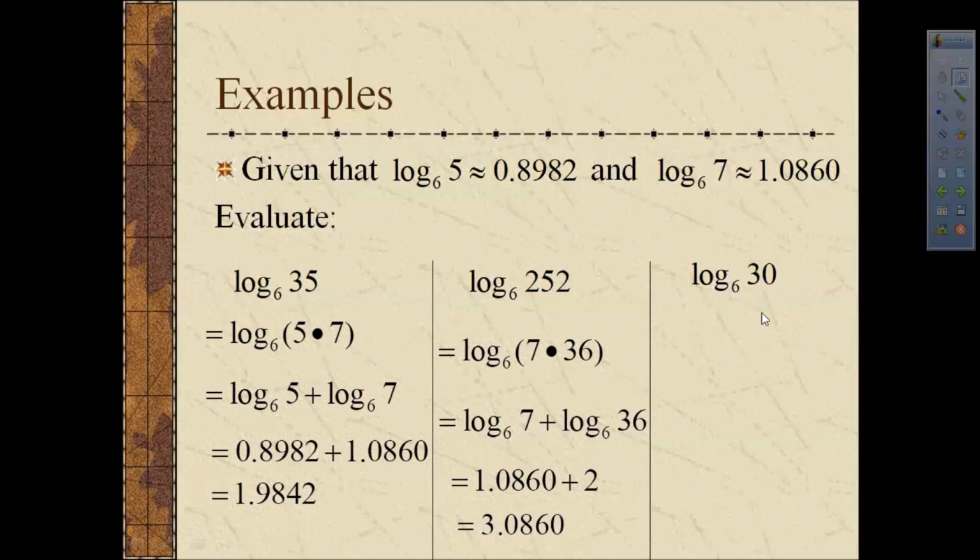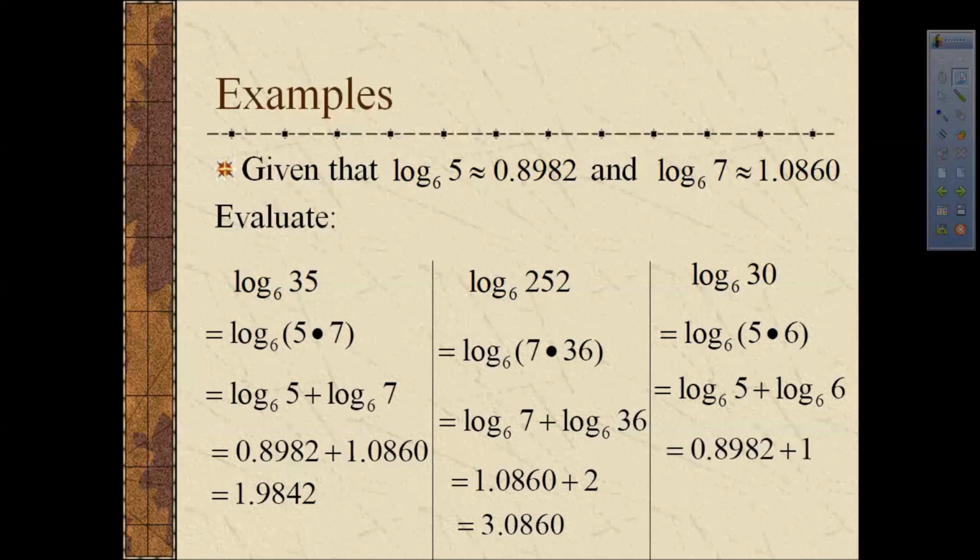For our third example, we'll split log base 6 of 30 into log base 6 of 5 times 6. Split that further using a property of logs into log base 6 of 5 plus log base 6 of 6. Log base 6 of 5 is given to us up above. Log base 6 of 6 is simply 1. Add these together, and we'll see that the log base 6 of 30 is 1.8982.